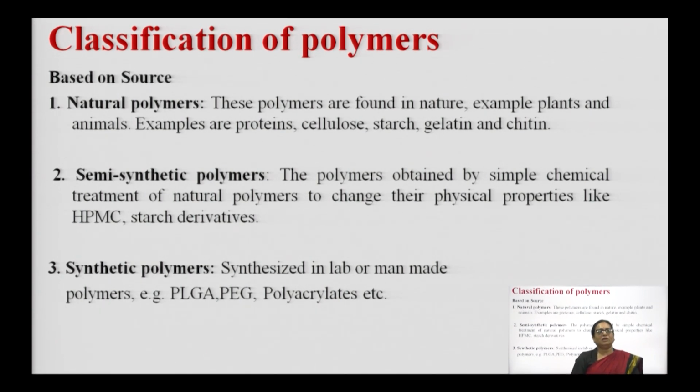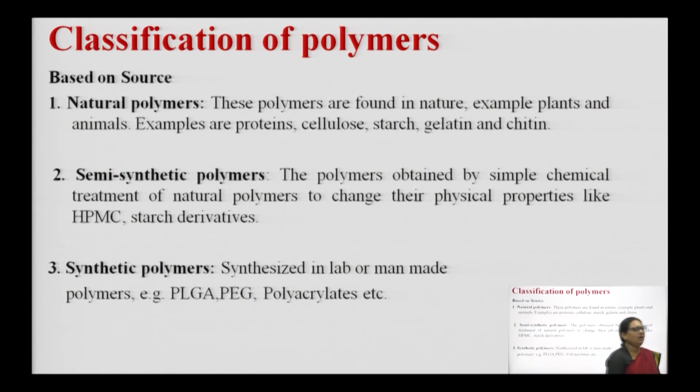Natural, as the name implies, are obtained from natural sources like plants and animals. Examples of such polymers are proteins, cellulose, starch, chitin, gelatin, etc. The basic advantage of these natural polymers is that they do not pose any environmental hazards. They are naturally biodegradable. They do not accumulate and cause environmental hazards.